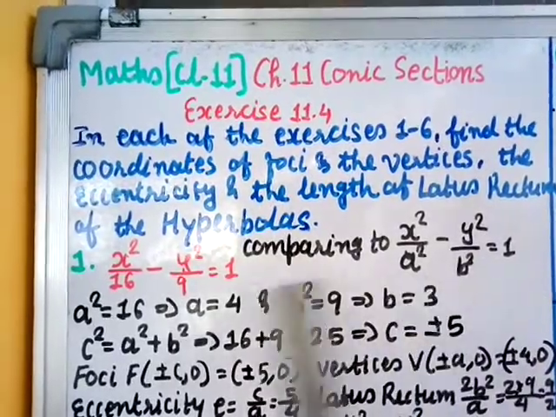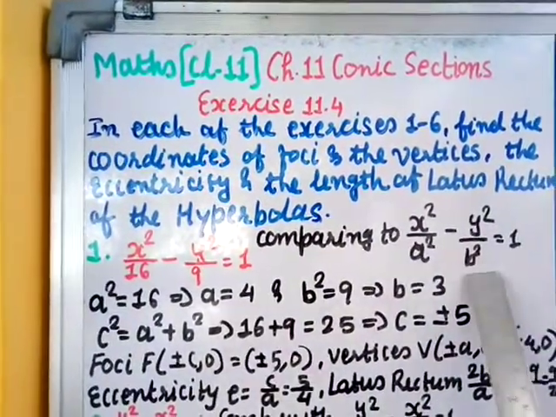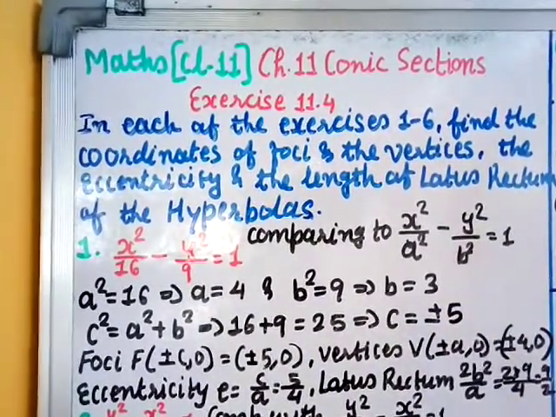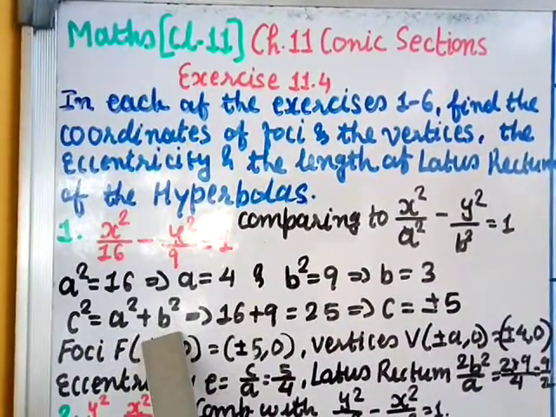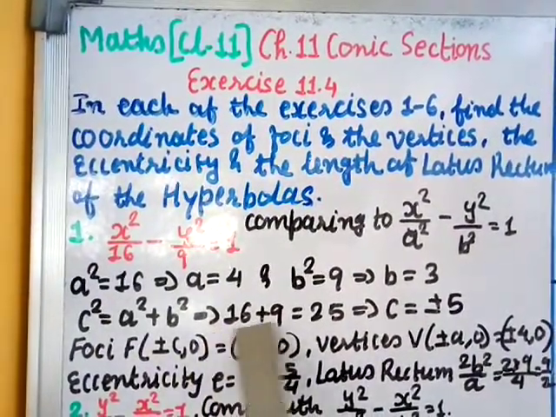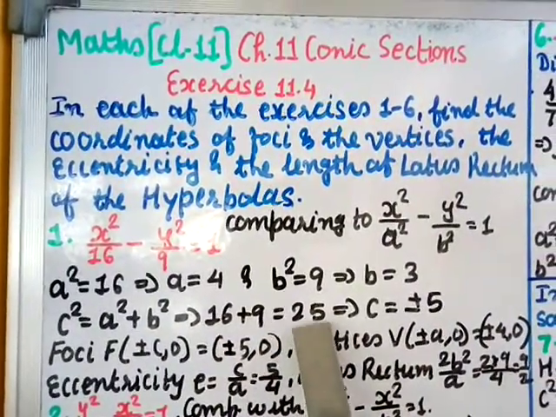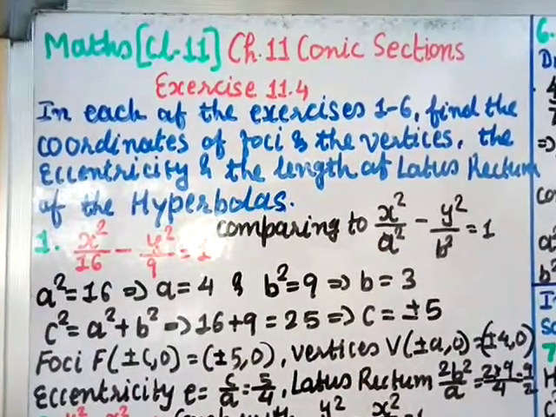So when you compare, a square value is 16, take a square root, so a equal to 4, and b square equal to 9, take a square root, so b value is 3. Now the relation between a, b and c is given as c square equal to a square plus b square. So a square value is 16 plus b square value is 9. 16 plus 9 gives you 25. This is the value of c square. Find the square root, so c value is plus or minus 5.